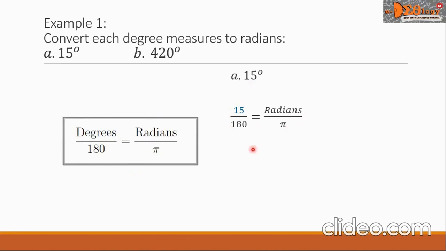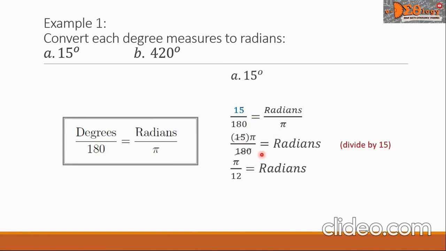And then we will simplify from here. We will cross multiply this pi on the left side. So this will be multiplied to 15. We have now here 15 pi over 180 equals the radians will be alone on the right side. Simplifying this further, we're going to divide by 15 the numerator and denominator of the left hand side. So the 15 divided by 15 will be 1. It is not written anymore. And then we just copy the pi down here over the 180 divided by 15 is 12.